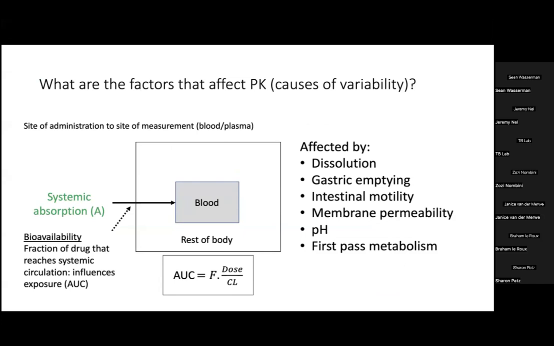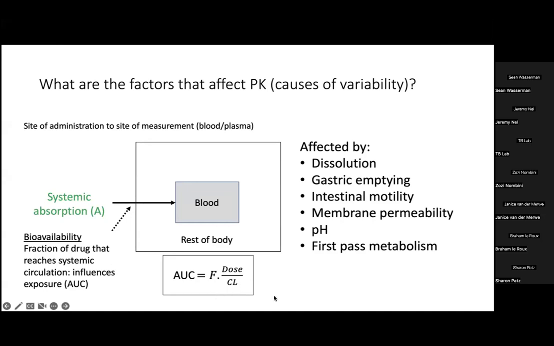So systemic absorption is described by a term that we call bioavailability, and that is the fraction of the drug that reaches the systemic circulation. So it's from the sites of administration, as a patient swallows or a skin patch or intravenous, to the site of measurement, which is almost always the blood. And clearly the bioavailability, the amount of drug that gets into the site of measurement, influences the drug exposure at that site, right? And the way that we describe drug exposure is with a measure called AUC, or the area under the concentration time curve.